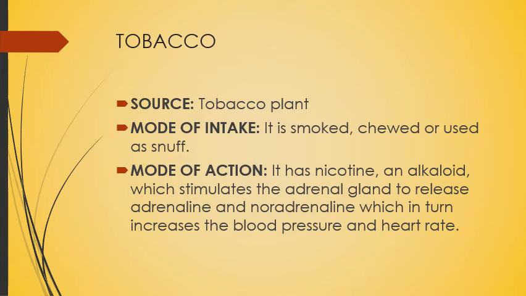The next very common drug जो चलते फिरते कभी भी देखा होगा लोगों को यूज करते हुए, that is your tobacco. The source of that particular drug is the tobacco plant. Mode of intake is smoking in the form of a cigarette, chewing in the form of gutka, and it is used as snuff also. Mode of action: it has nicotine, the main chemical present as an alkaloid, which stimulates the adrenal gland to release adrenaline or noradrenaline, which in turn increases the blood pressure and heart rate.